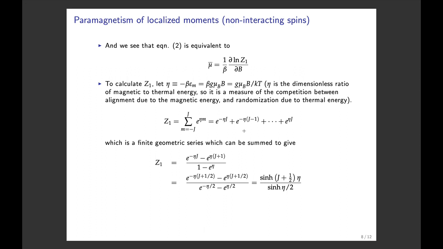So let's calculate Z1. Let's define this variable eta, which is a dimensionless variable. It's minus beta times epsilon sub m, right? Let's see, did I get that right? Eta is epsilon of 1, is what I actually meant here.